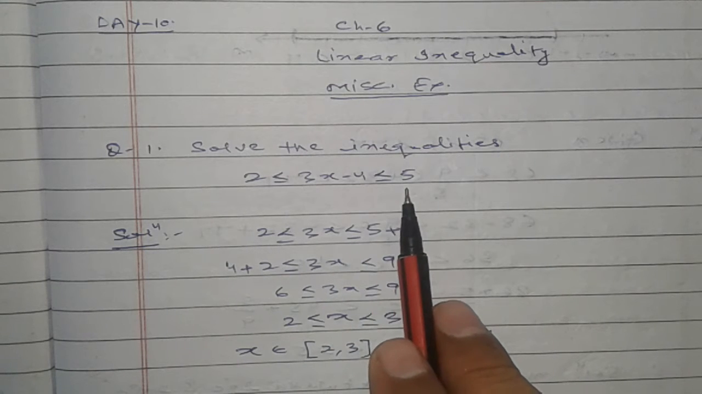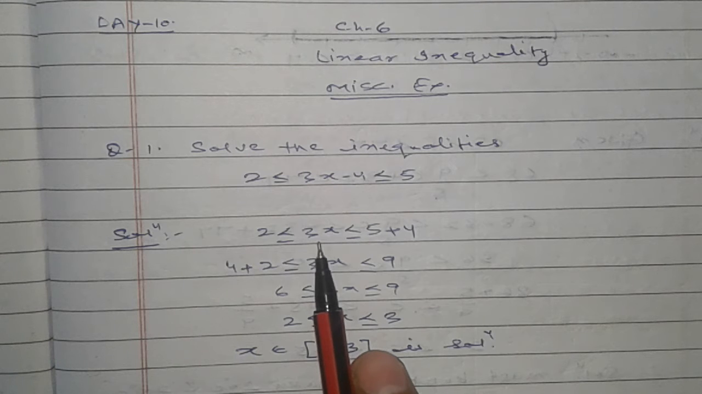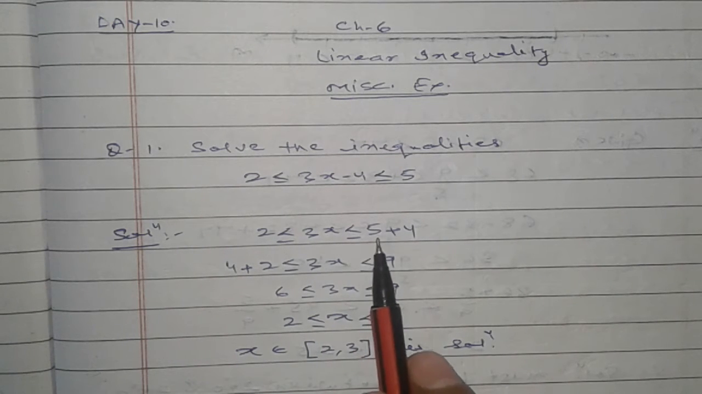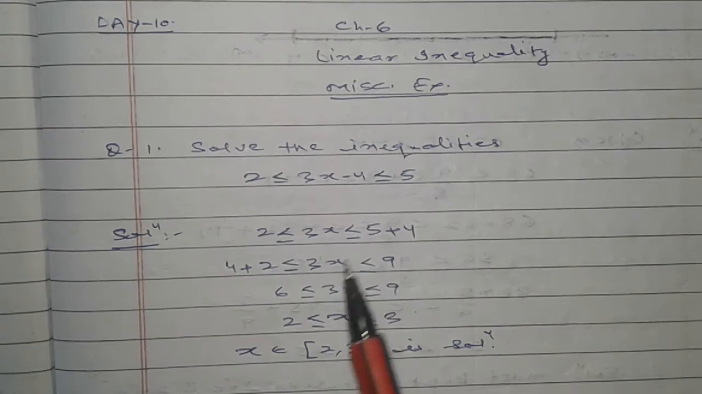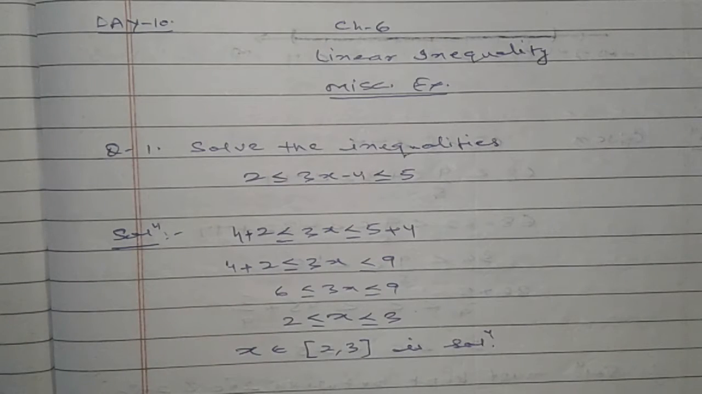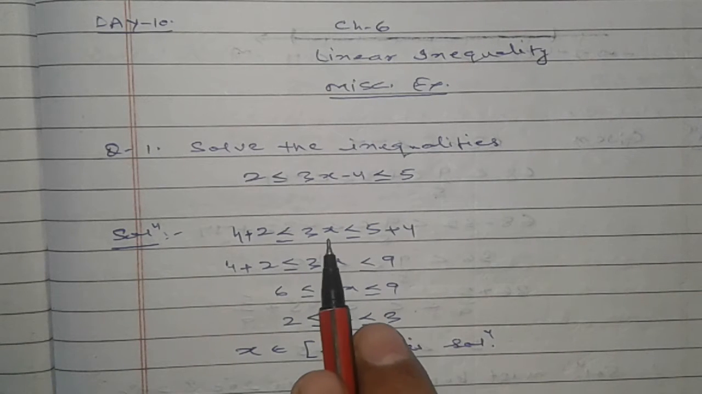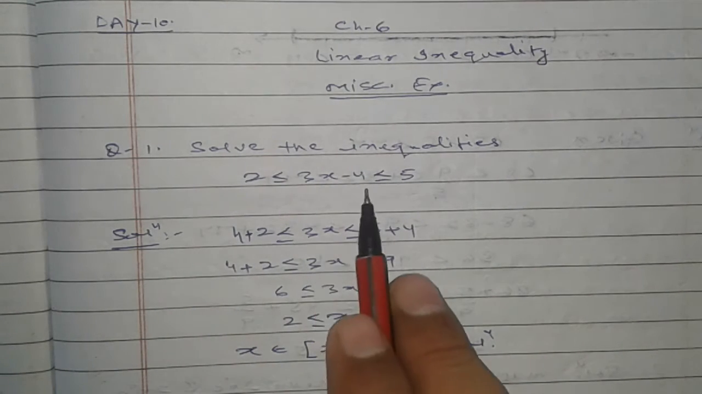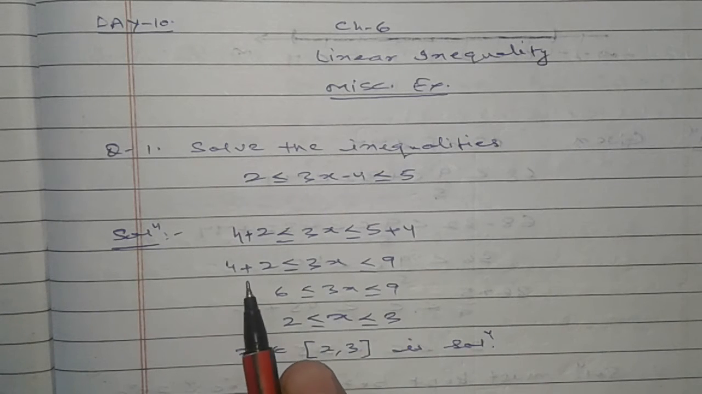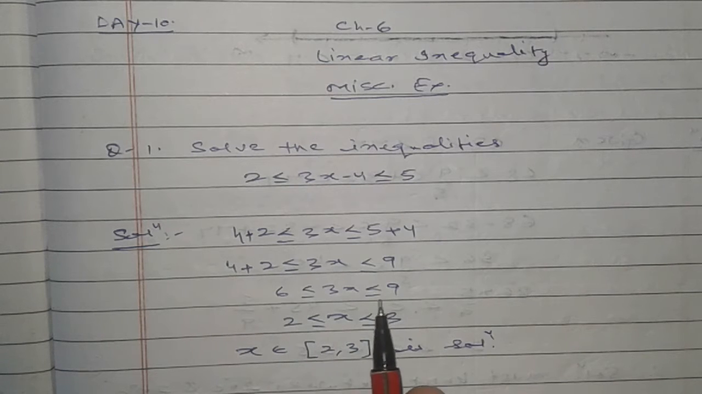than equal to 5. Now 2 less than equal to 3x less than equal to 5 plus 4, means basically what we did here is adding 4 on both sides, also here. So plus 4 and minus 4 cancel. This will be 6, this will be 9. 3x lies between 6 and 9.